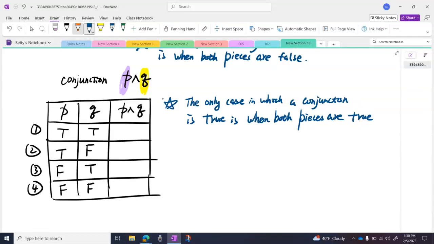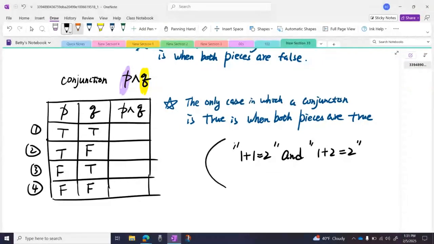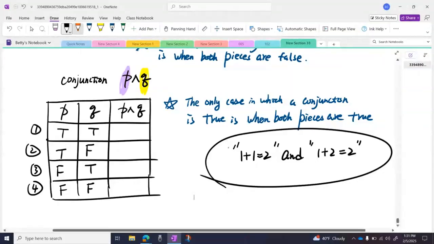What does it take to make P and Q true? Both P and Q must be true. Then P and Q is true, right? For example, 1 plus 1 equals 2, and 1 plus 2 equals 2. This is a common statement, a conjunction, right?